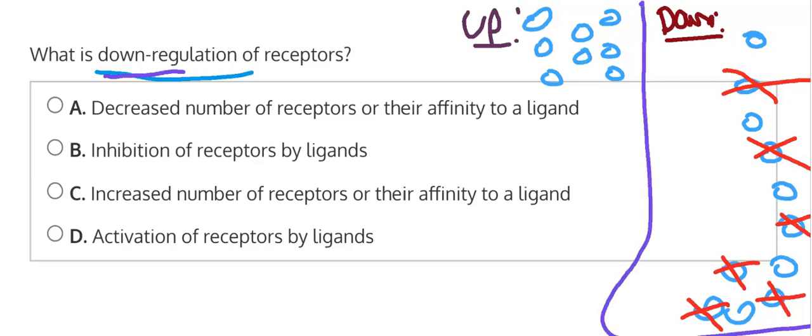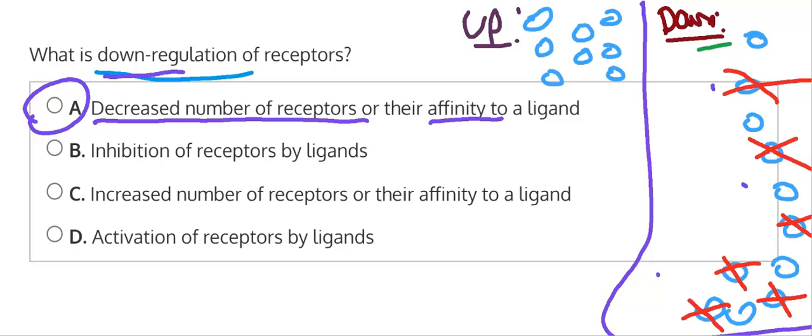So looking at the choices to see which one would match this example about down regulation, option A is saying a decreased number of receptors or their affinity to a ligand. So would that be an example of the down regulation? And it sounds like it would be, because we're decreasing the number of receptors and its affinity, because we don't want to have these many receptors right now. So that's what we see over here. We got rid of some receptors when we had too many. So option A is looking like a good example of explaining what down regulation is by definition. So we could go with option A.